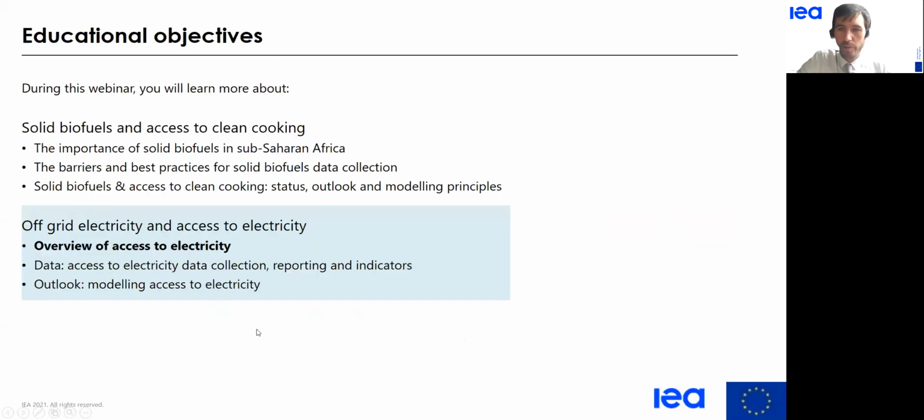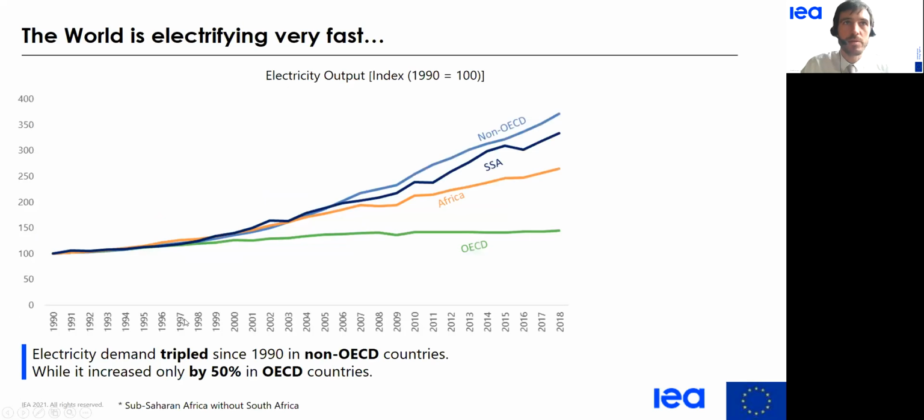And now, in the coming 30 minutes, we will discuss access to electricity, more specifically the off-grid sector. Let's start with an overview of electricity access. As you all know, the world is electrifying very fast, and you can see here the evolution since the year 1990, with an index of 100 in 1990, of how electricity demand has increased.